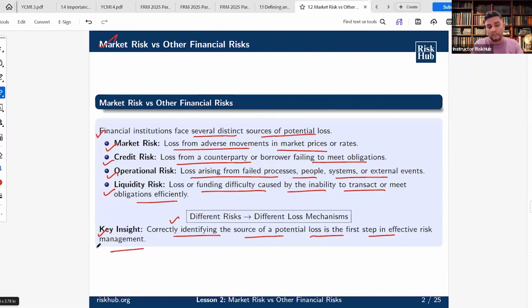If you look at the box statement on the slide, different risks lead to different loss mechanisms. A loss mechanism is basically the chain of events that turns an exposure into an actual loss. The 4 risks differ by mechanism, not the size of losses. 2 losses of equal size can belong to different categories. Where it is used, the 4 categories map to 4 different measurement toolkits. Market risk gets sensitivity and VaR. Credit risk gets default models. The classification decides which toolkit applies.